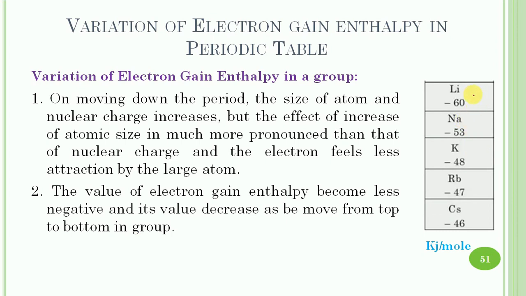So as we move from top to bottom, the size of the atom increases, and the electron gain enthalpy becomes less negative due to lesser attraction between the nucleus and the outermost or incoming electrons.